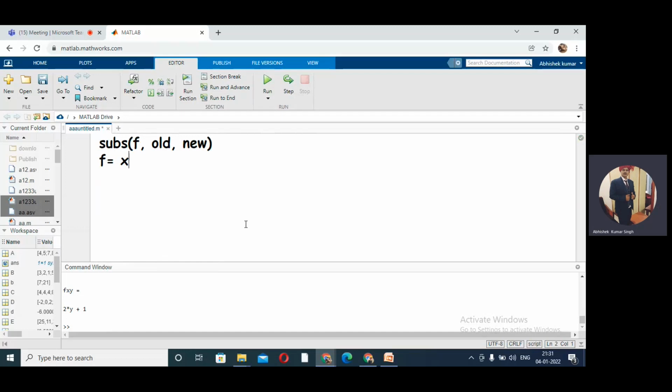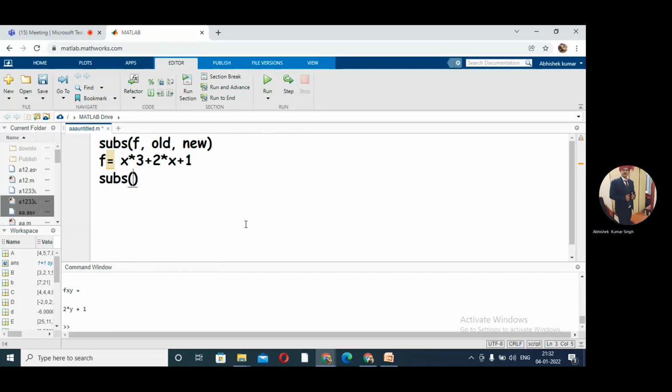Suppose I have here f equal to x cube plus 2 into x plus 1. This is one polynomial, x cube plus 2x plus 1. So in the place of x, I want to get that f2. f2 means the value of f at x equal to 2. So for that, what should we do? We can have subs f comma x comma 2, right? In that function f, x will be replaced by 2. Fine. Let us see.